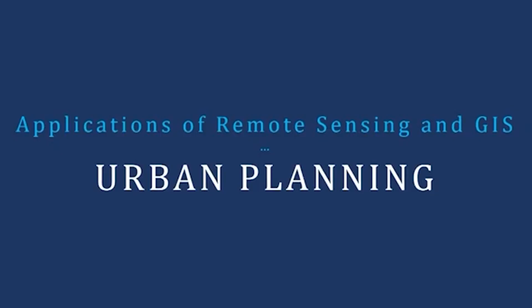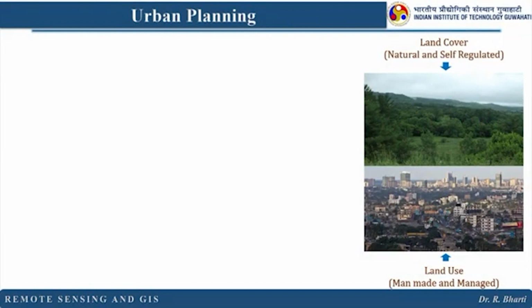Urban planning is another potential application of remote sensing and GIS. So here you can see this is land cover. Basically here we are talking about natural and self-regulated classes, right? And here we are talking about the man-made and managed land use land cover, right? So this is known as land use, this is known as land cover. Land use is how we are utilizing the land cover, or the natural land cover, right?